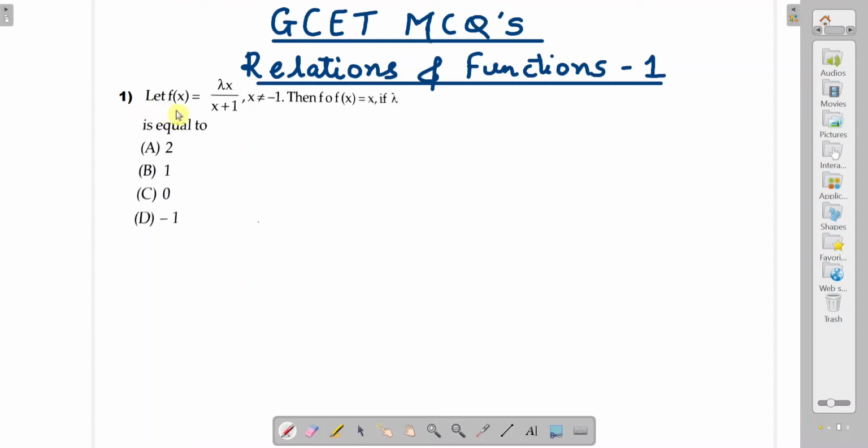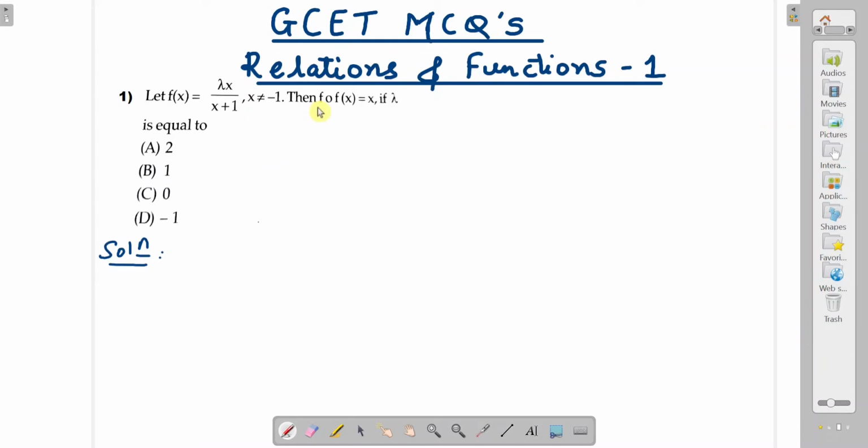question. Let f(x) = λx/(x+1), x ≠ -1. Then f of x is equal to x, or f composite f of x is equal to x if λ is equal to. So here we have to find what is λ. There are 4 options here. So let us see how to solve this.